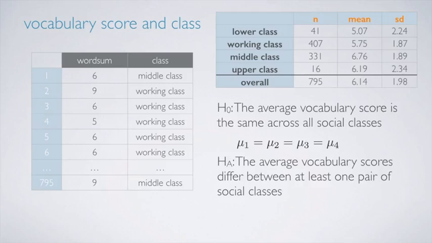Let's quickly remind ourselves of the data we're working with. From the General Social Survey, we had the vocabulary scores, the numerical variable, and social class, a categorical variable. We have our summary statistics at the group level as well as at the overall level. Our null hypothesis is that the average vocabulary score is the same across all social classes, and the alternative hypothesis says that the average scores differ for at least a pair of social classes.